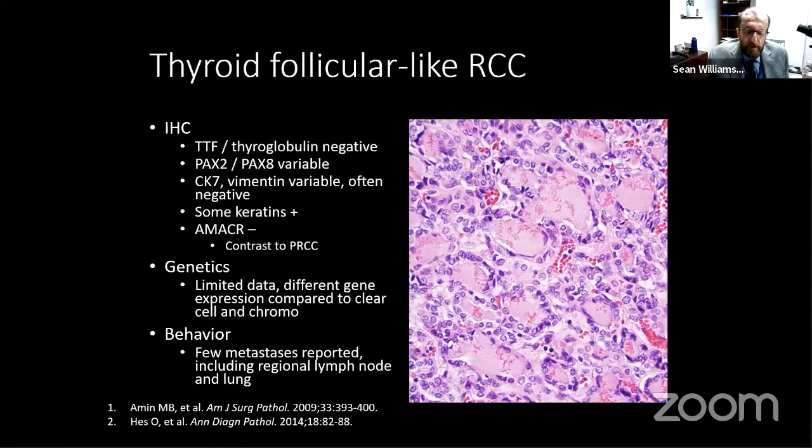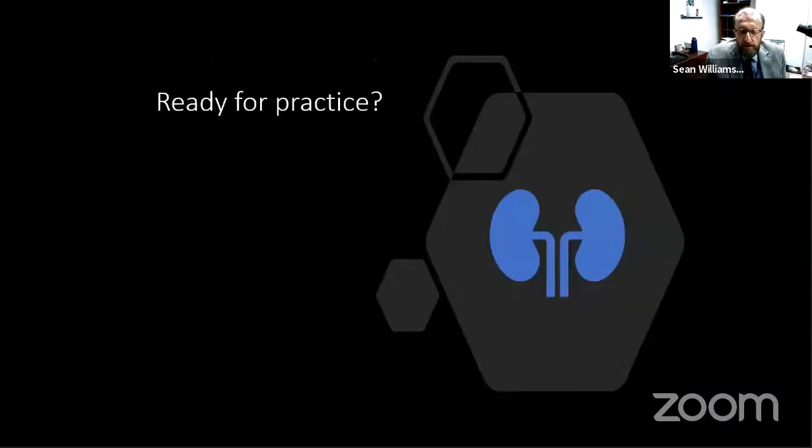Some of the studies have had variable results with PAX2 and PAX8, although it seems likely that most of these are positive for PAX8, supporting their primary renal lineage. Other markers like cytokeratin 7 and vimentin have shown variable results, but sometimes negative. So there's not a whole lot of great genetic data on this entity. One study found a different gene expression pattern compared to clear cell and chromophobe renal cell carcinomas, but other than that, we don't have great genetic data on thyroid follicular-like renal cell carcinomas. Again, a few metastases have been described, suggesting that it is warranted to consider this a carcinoma.